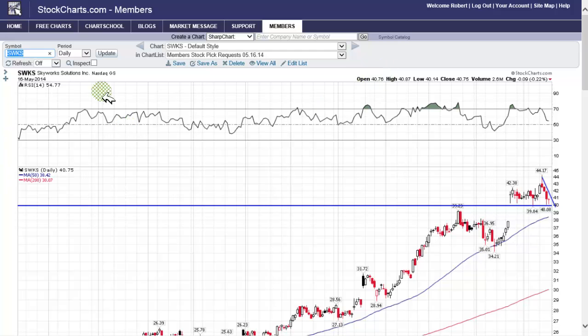SWKS, this is for fellow member Victor. Victor, good consolidation, good eye on this one. $40 per share looks like a good support level. I am fairly bullish on SWKS, which is Skyworks Solutions.